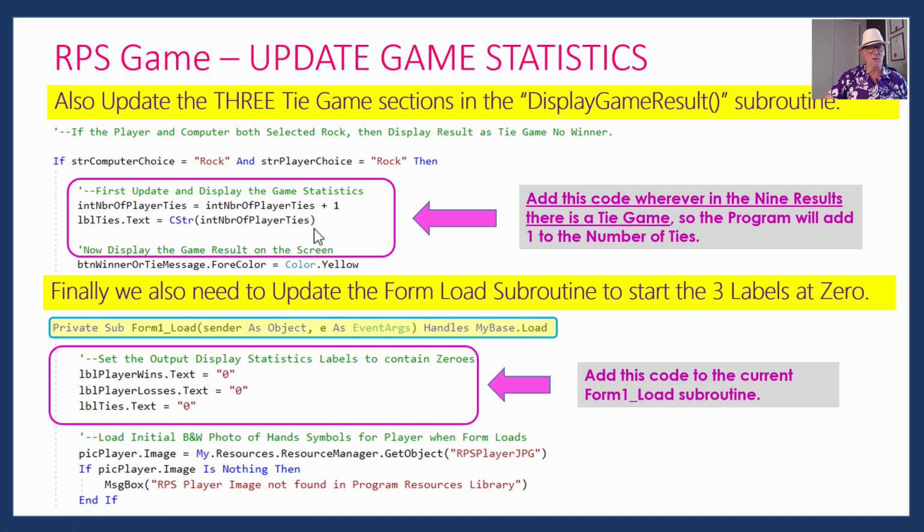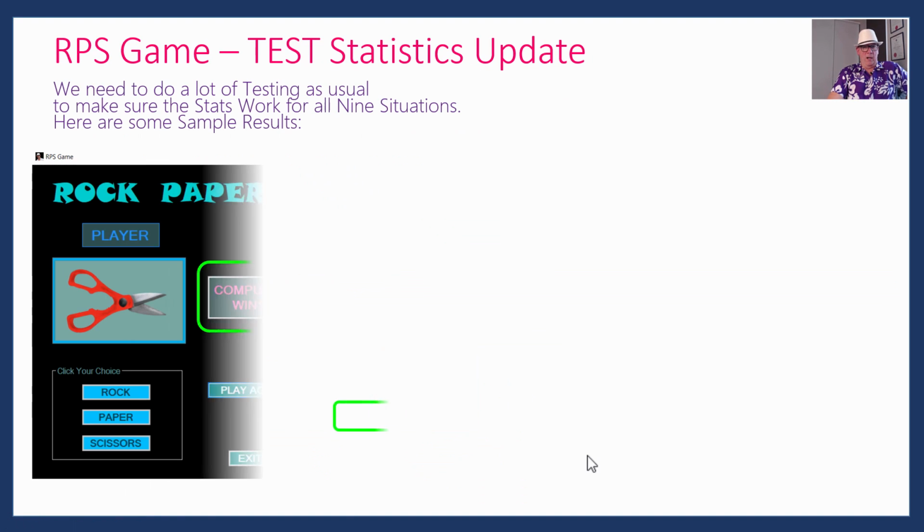And the form load subroutine also just needs some extra code added to the start of it here, to set those text boxes that are on the form, the labels, set them to 0 in quotes, okay, as well. So add that to the Form1 load subroutine. Then we're ready to test.